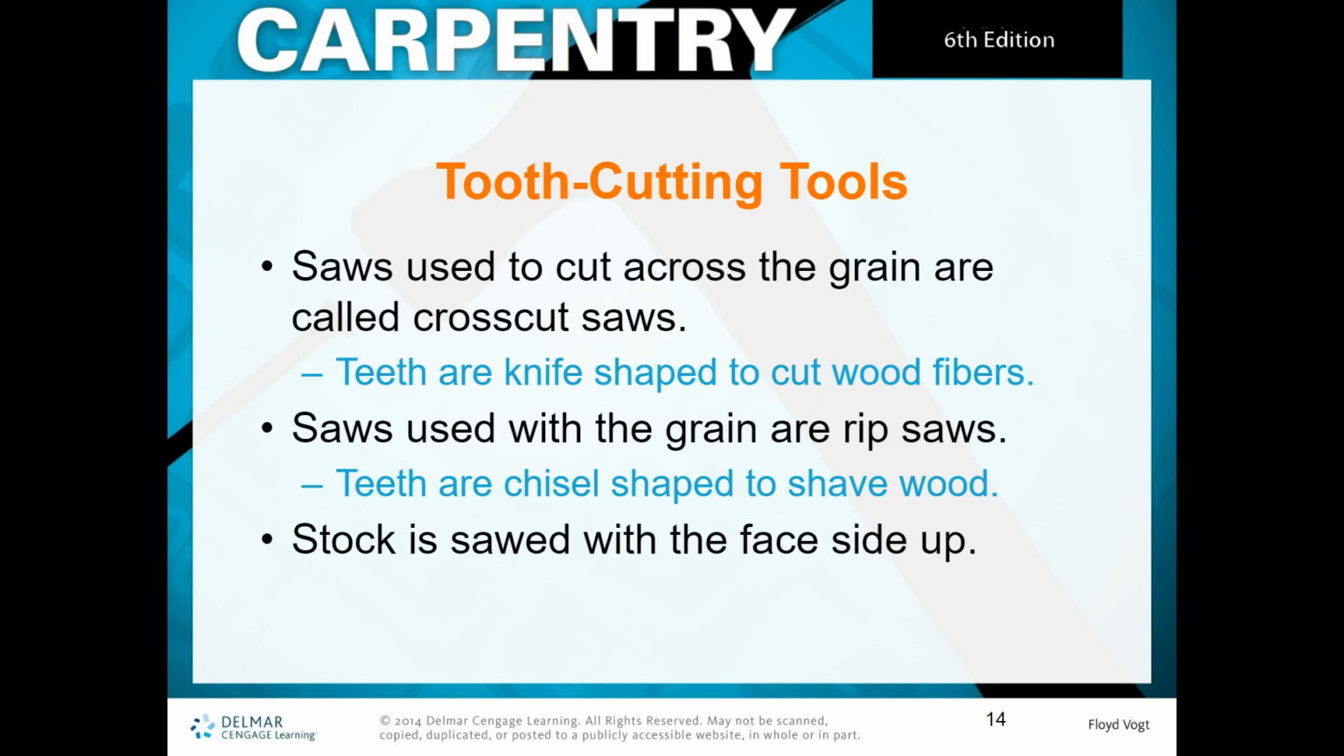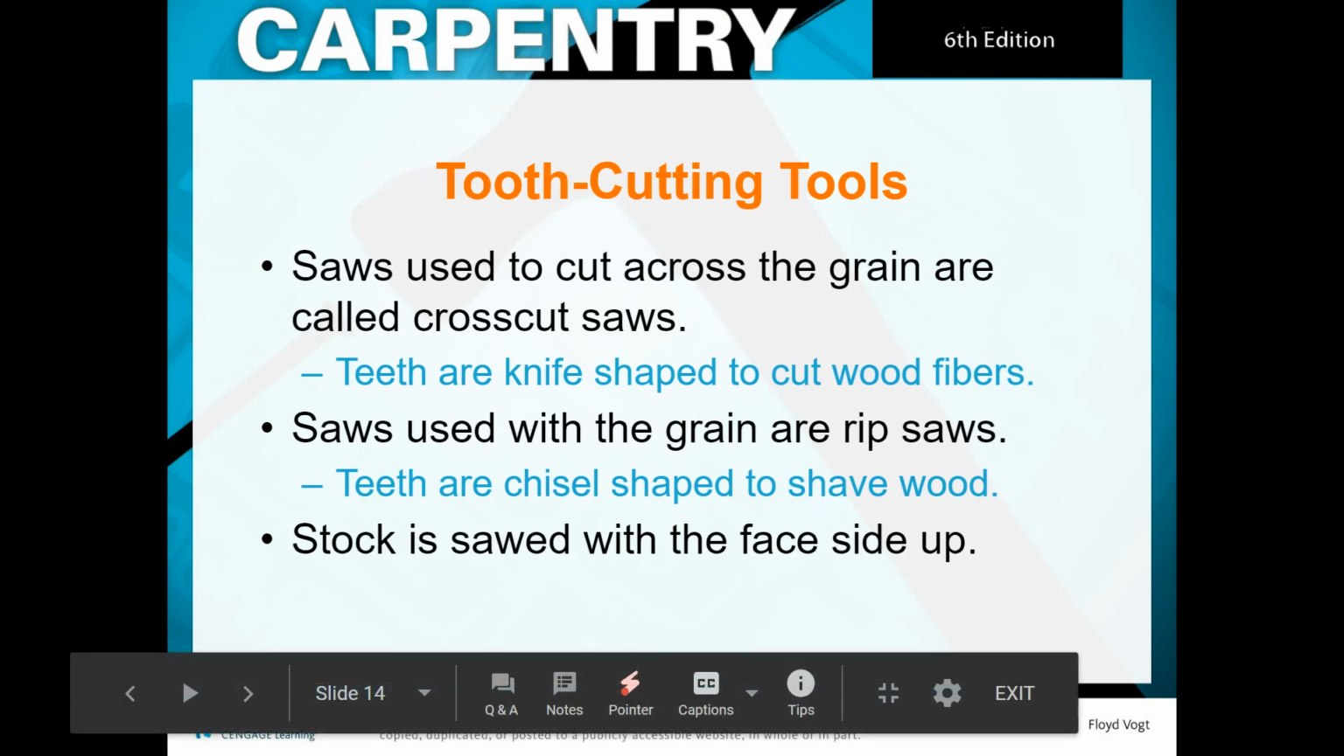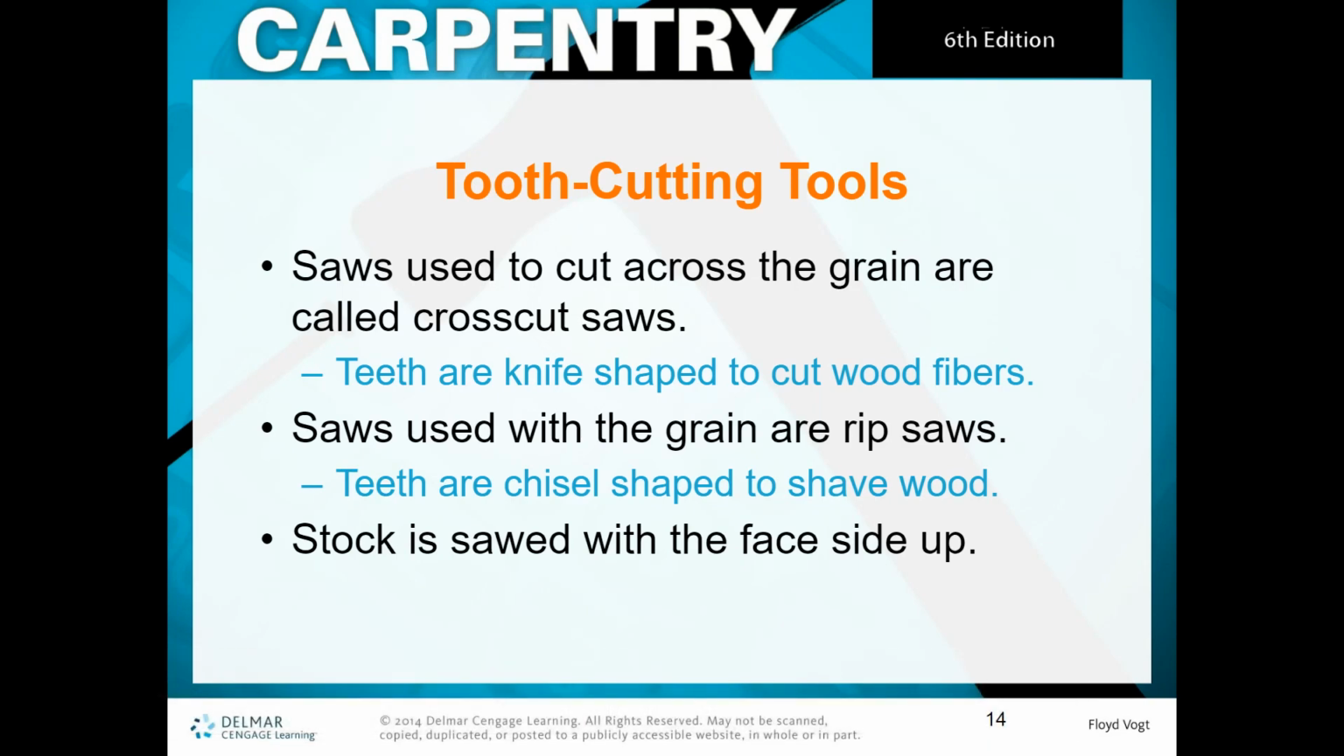So many of you are familiar with saws, and saws use teeth to cut. Saws used to cut across the grain are called crosscut saws, which we'll be looking at in a minute. The teeth are knife-shaped, and they cut wood fibers rather than tear. Saws used with the grain are rip saws, and the teeth are chisel-shaped to shave the wood, much like your wood chisel.